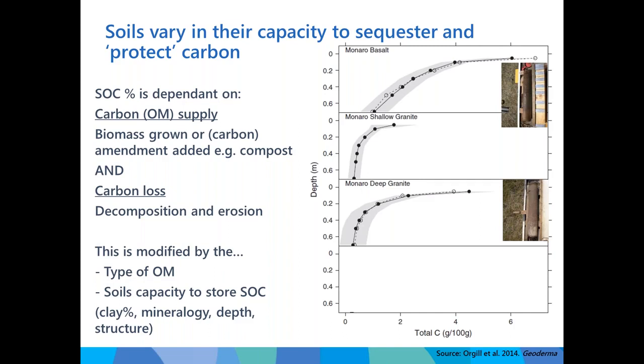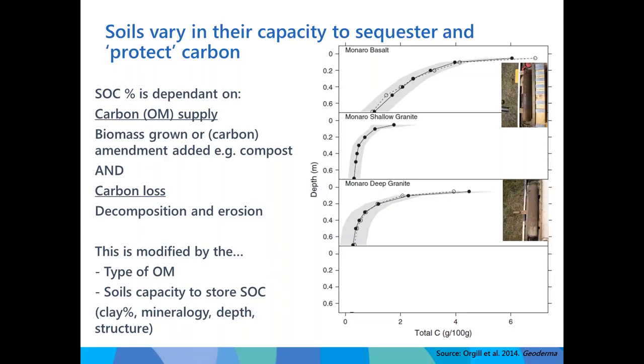Now there's two different colour lines. They're our introduced pastures and our native pastures, and there was no difference between those. So you can almost ignore that part. What I want you to do is have a look at the pattern of carbon throughout the profile. So there was more carbon in our basalt derived soils compared to the shallow granite and the deep granite derived soils.